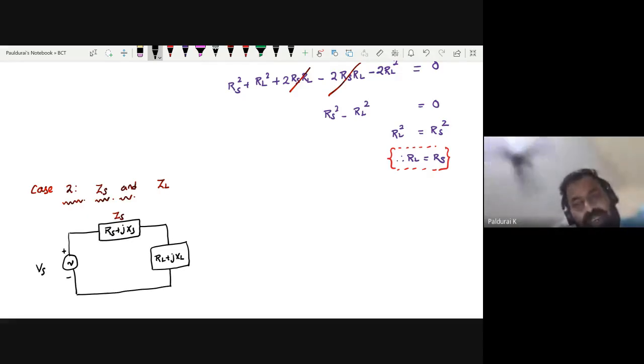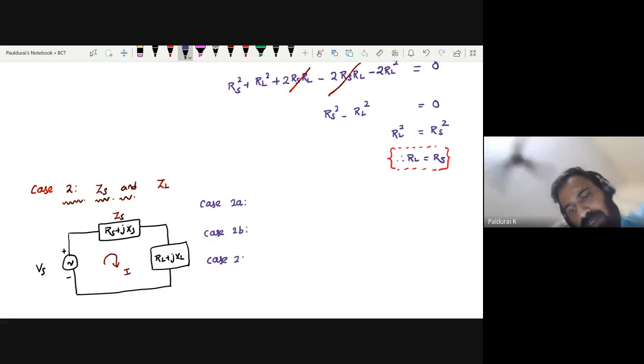So this is my case, and as usual assume this is my current. But this time in case 2 you have 3 subdivisions again. That is the beauty. Take case 2A, case 2B, case 2C. What is case 2A?